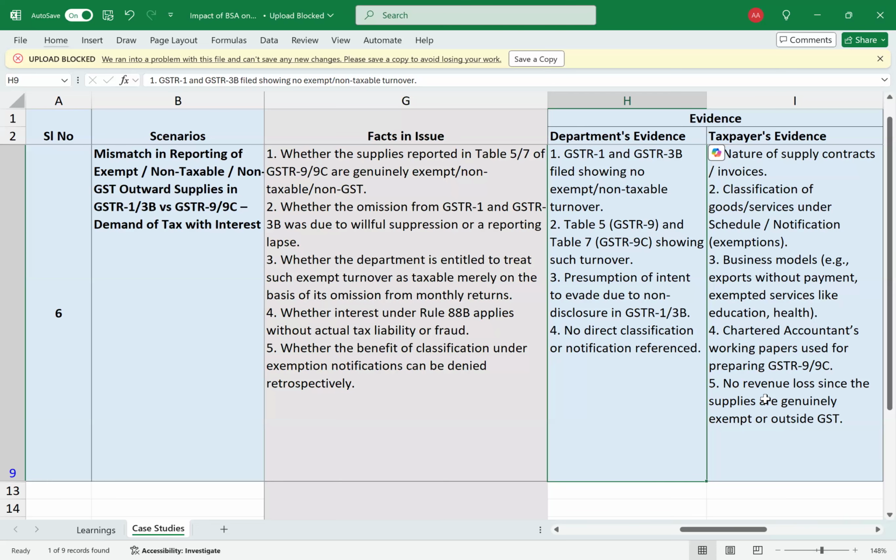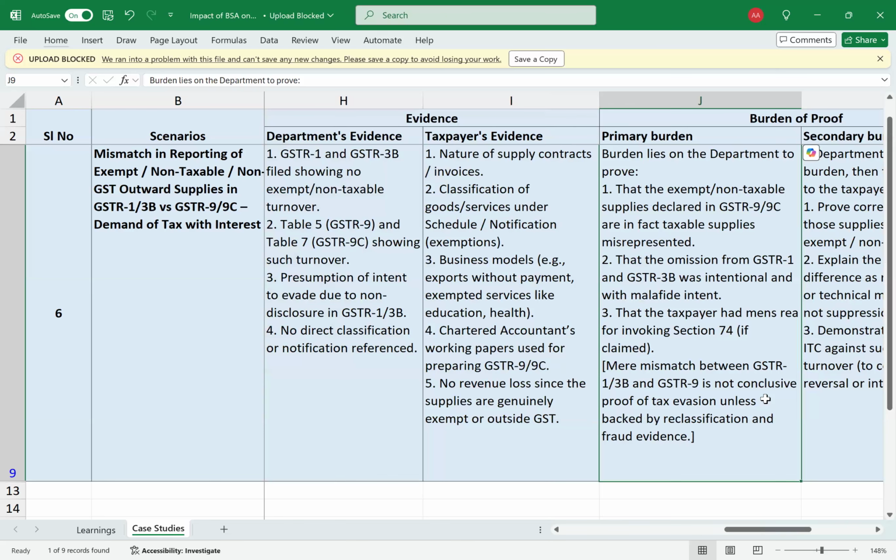Okay, so if you, sir, come down to the next thing, that is department evidence versus taxpayer evidence. If we think from the perspective of the officer, today they alleged this demand, showcasing that 1 and 3B were filed with no turnover, Table 9C showing that there is a turnover, presumption of intent to evade tax due to non-disclosure in 1 and 3B, and no direct classification or notification reference. That will be the department's evidence. Subsequently, the taxpayer would go with showcasing the nature of supply, contracts, invoices. If there's any classification, they will show the classifications, business models. What I could think of, exports without payment.